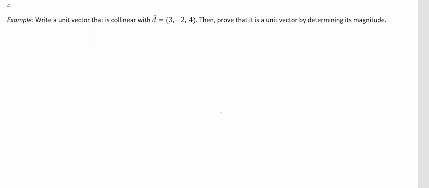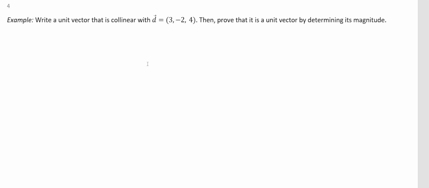Last example. Write a unit vector that is collinear with d, d being defined as 3, -2, and 4. Then prove that it is a unit vector by determining its magnitude. First, I'm going to find the unit vector d by taking vector d and multiplying it by a scalar, 1 over its magnitude. So I need to find the magnitude of vector d.